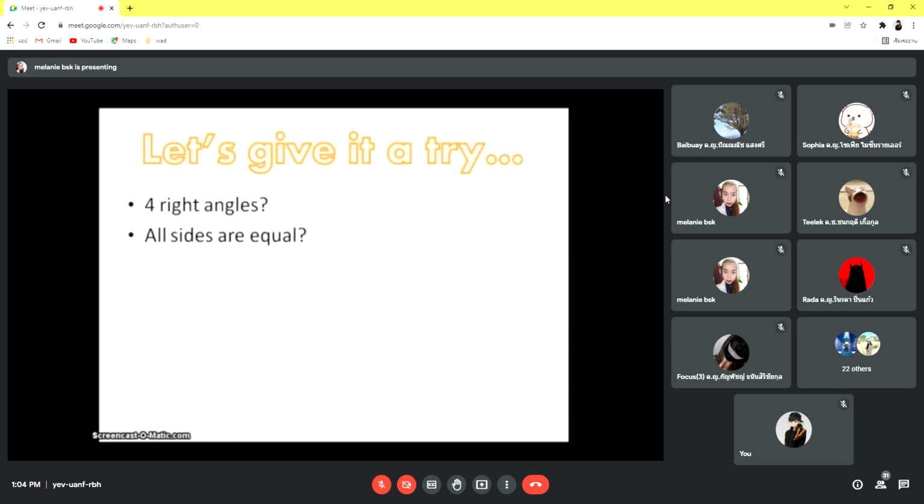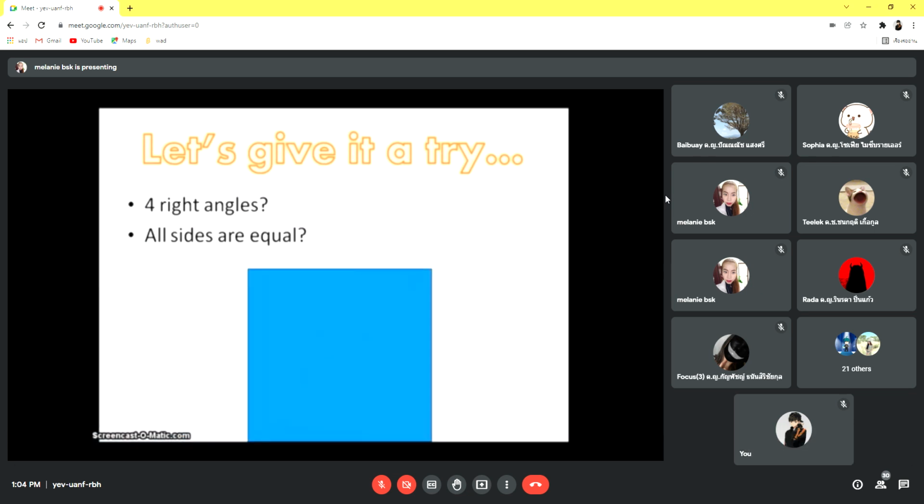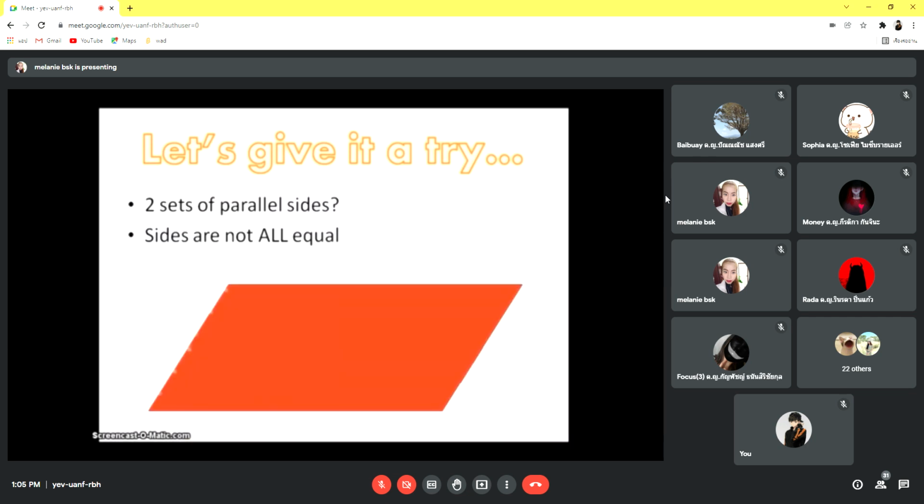So let's go ahead and give this a try now. What polygon that is a quadrilateral has 4 right angles and all the sides are equal? That's right, it's a square. Alright, so what if it has 4 right angles, but the sides are not all equal? And that would be a rectangle. Okay, so 2 sets of parallel sides, and the sides are all equal, but they're not all right angles. And that would be a parallelogram.